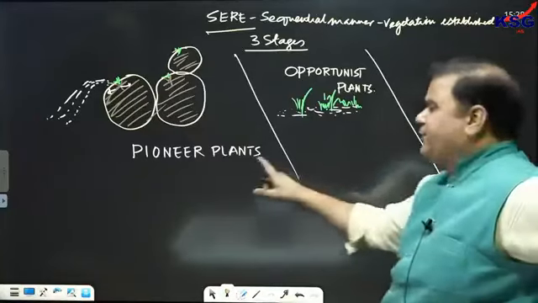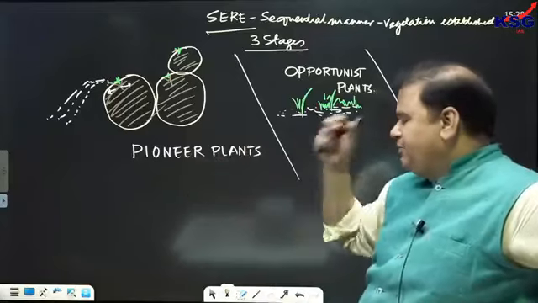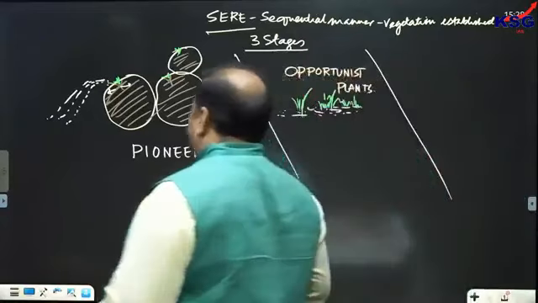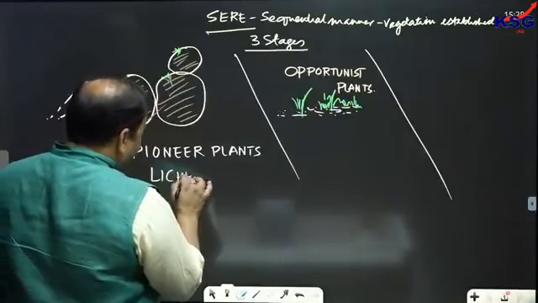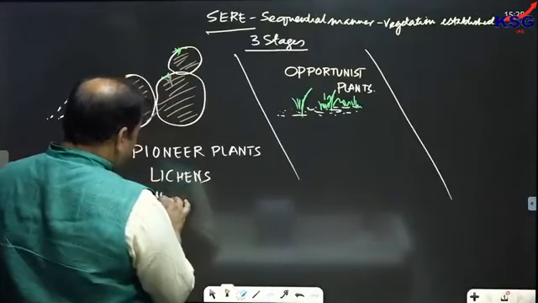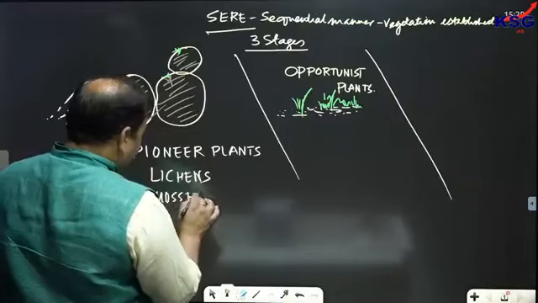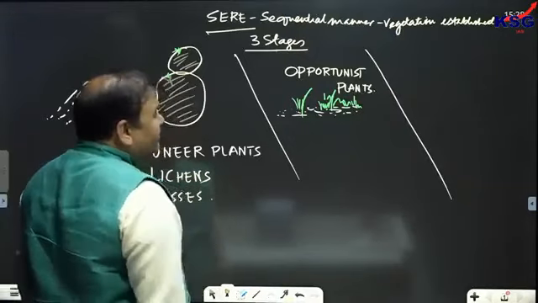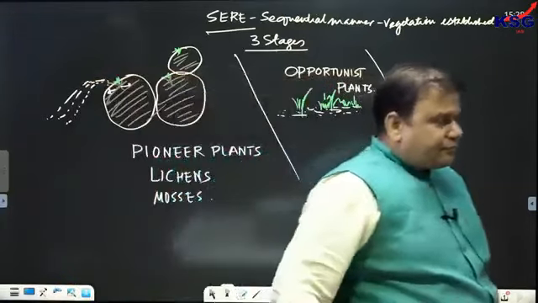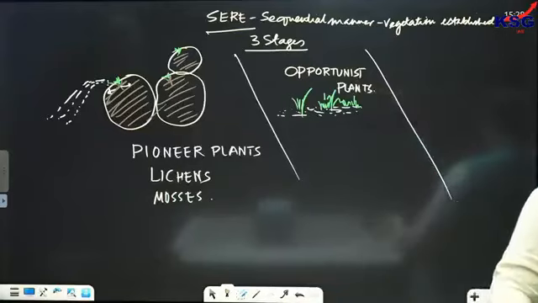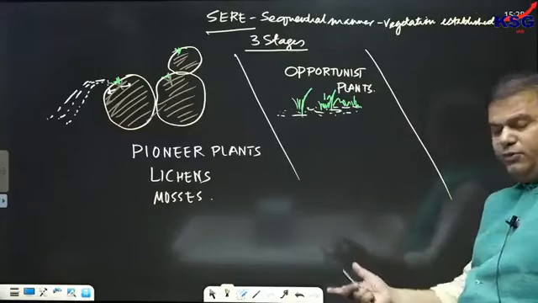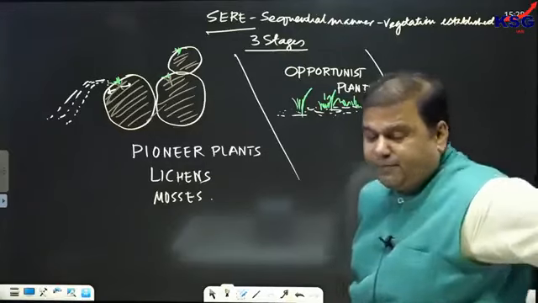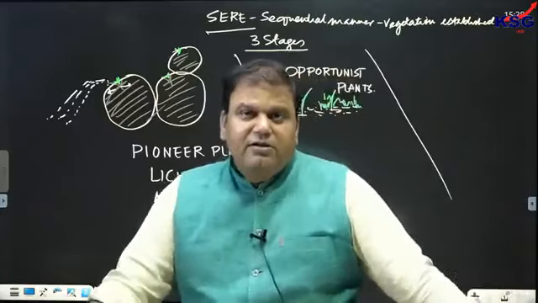See, there are two examples of pioneer plants. One is called lichens and the second is called mosses. Now lichens, they have asked you in the UPSC examination. Lichens are a combination of fungus with a photosynthetic partner. On one side is the fungus and on the other side is the photosynthetic partner. So what can be the photosynthetic partner? It can be bacteria.